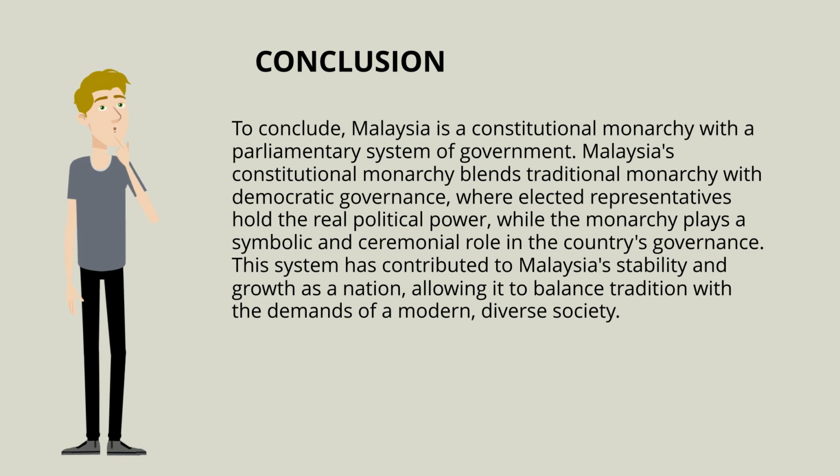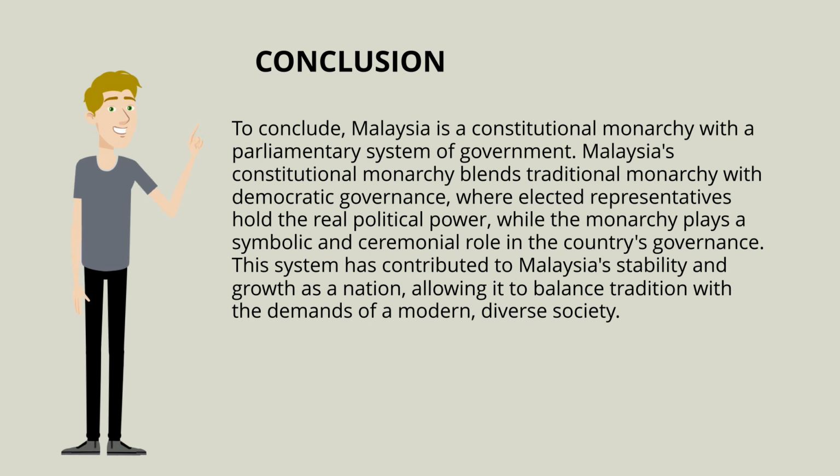Hi, I'm back. Now, to summarize everything which has been stated before, we can see that Malaysia is a constitutional monarchy with a parliamentary system of government. Malaysia's constitutional monarchy blends traditional monarchy with democratic governance, where elected representatives hold the real political power while the monarchy plays a symbolic and ceremonial role in the country's governance. And this system has contributed to Malaysia's stability and growth as a nation, allowing it to balance tradition with the demands of a modern and diverse society.